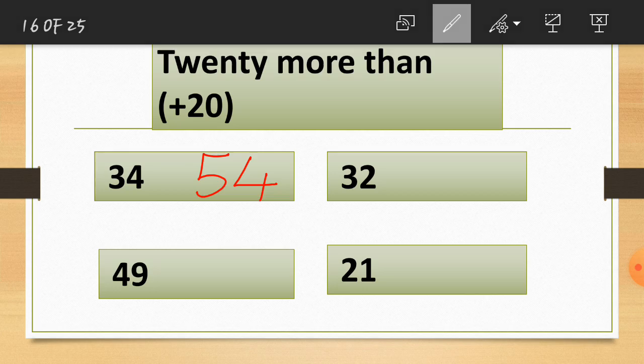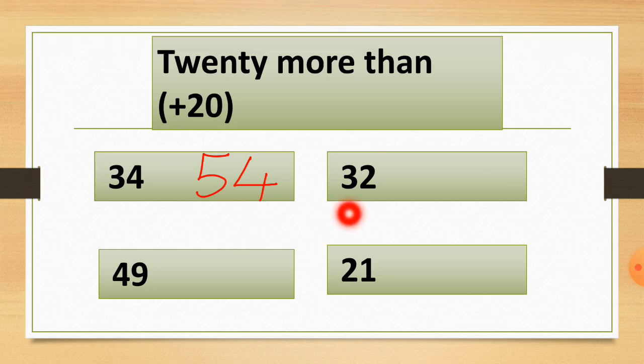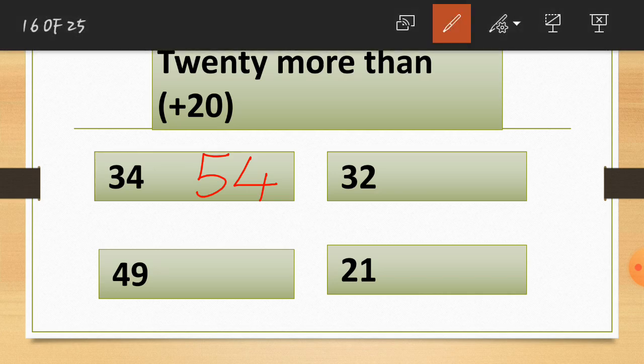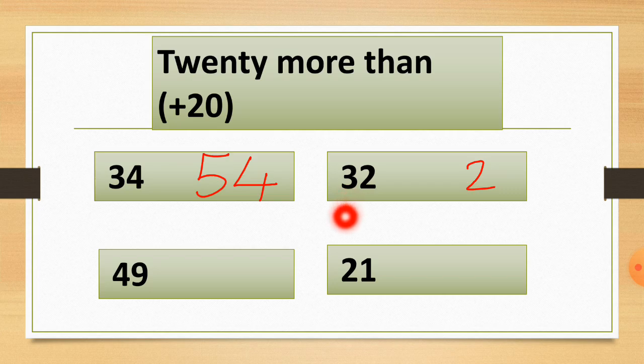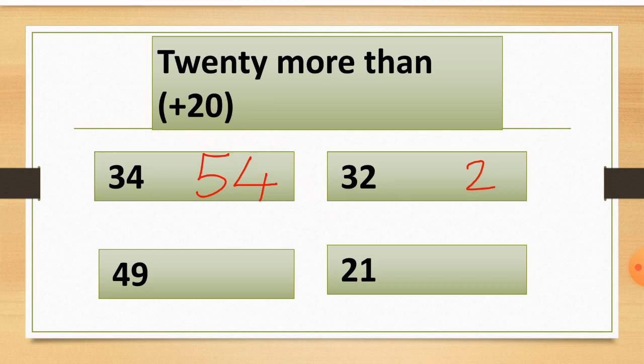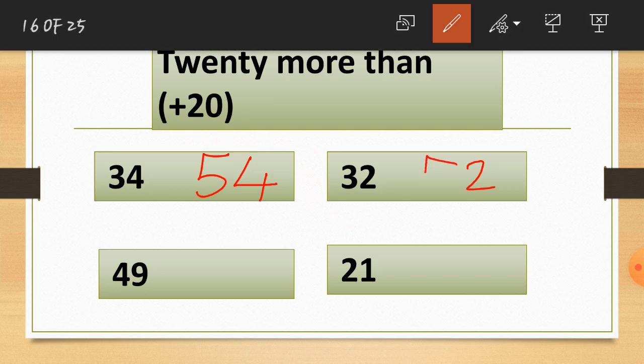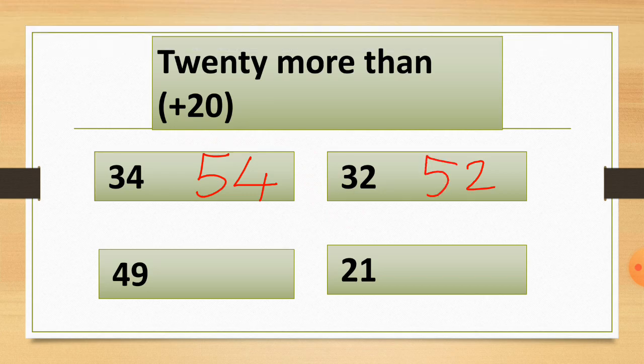Now let's use the shortcut method here. Here the 2 number is the ones value. So let's write the ones value as it is first. So I write this 2 number as it is. Now add 2 to the number at the tens place, which is 3. So add 2 into this 3. So you will get the answer. So 3 plus 2 is equal to 5. So I write here the answer which is 52. So if you add 20 to 32, you will get the answer 52.